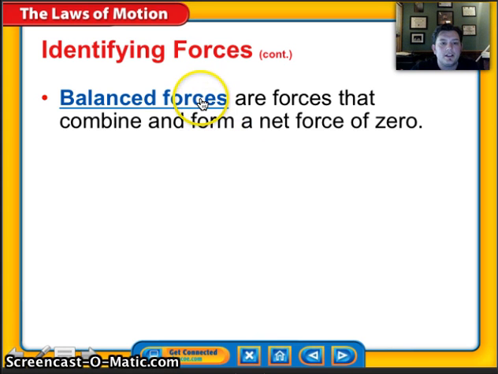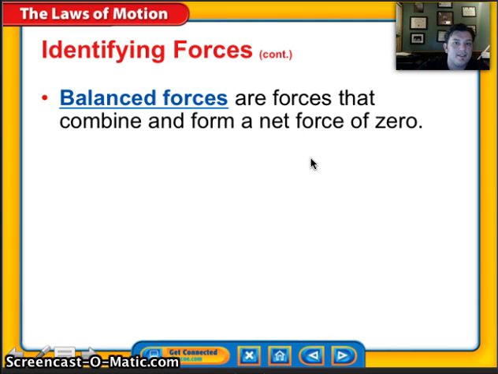Now, your next word is balanced forces: forces acting on an object that combine and form a net force of 0. So pause, write this down. Balanced forces keep things in place. I'm sitting here because I'm balanced. Gravity's pulling me down, but there's a normal force pushing me back up from my chair. That's why I'm not falling to the ground. That's why you're able to walk, because you have balanced forces.